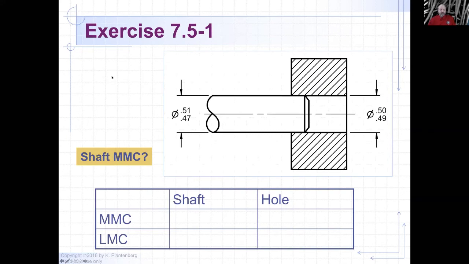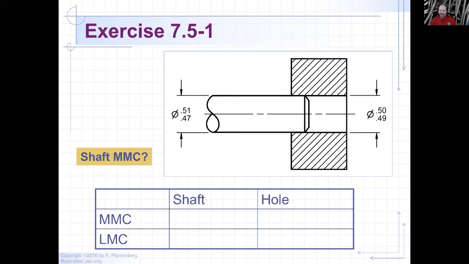Okay, so let's take a look at this. Look at the shaft. Which number would be the MMC? Type in a number. All right, Corey got it right first. He was first up, so 0.51. All right, what about the least material condition for the shaft? Which one would that be?